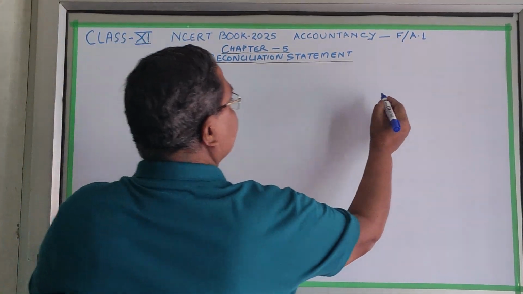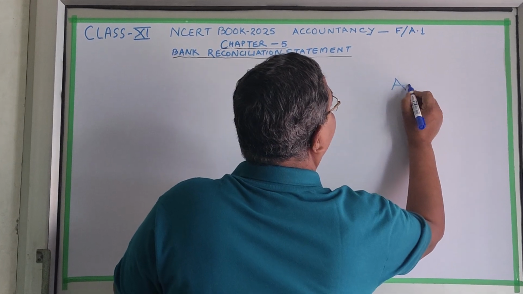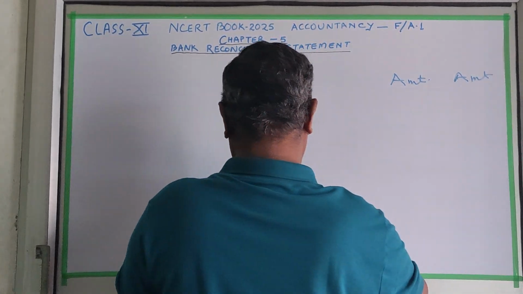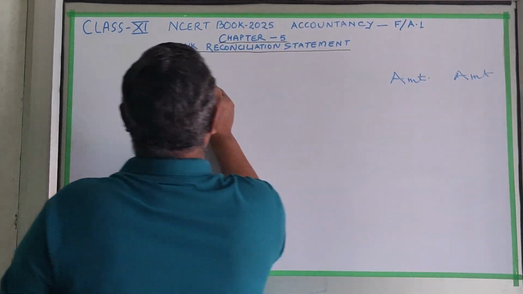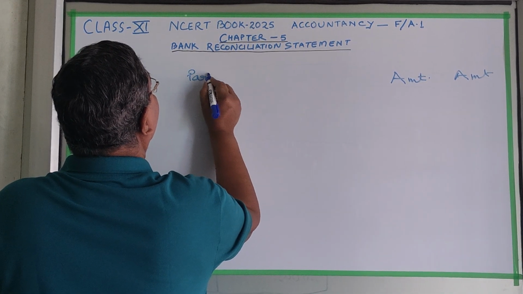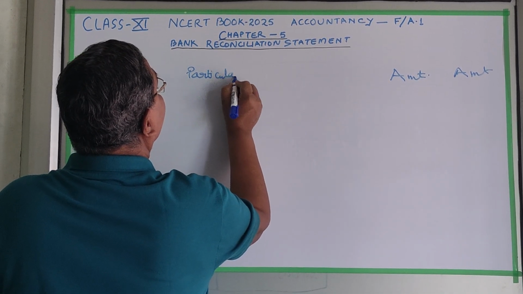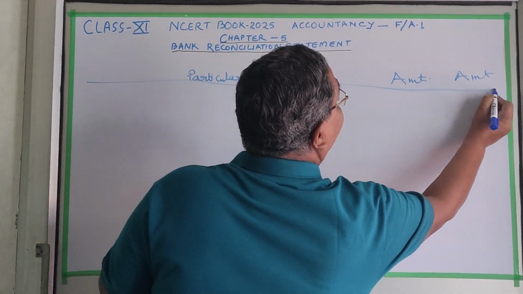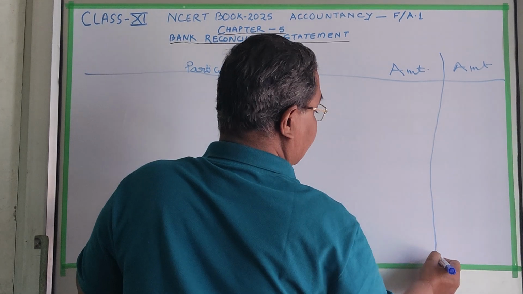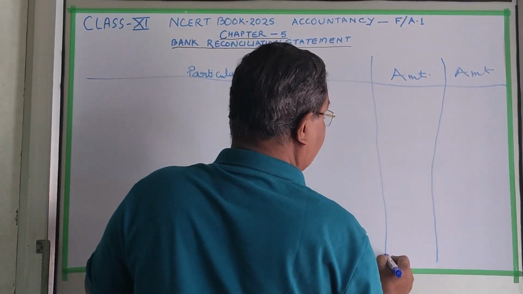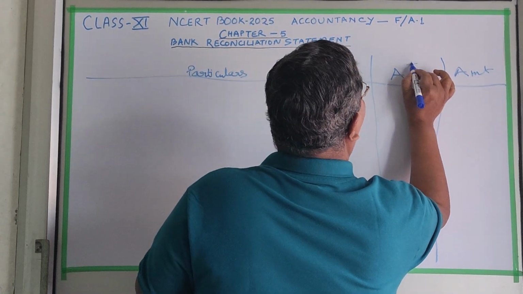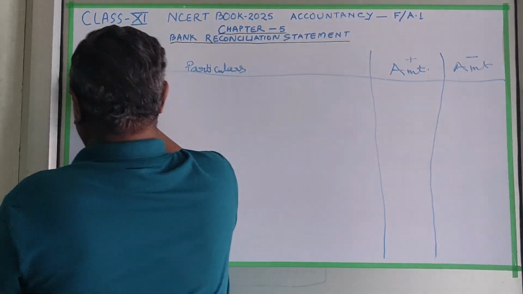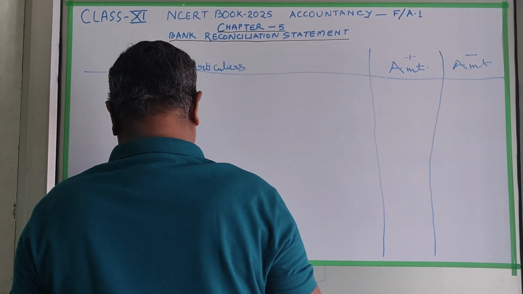What they do here is make 2 amount columns, and here the particulars. This is the particulars, and there are 2 amount columns. One is the plus column, one is the minus column. So they are using it in the two column system.